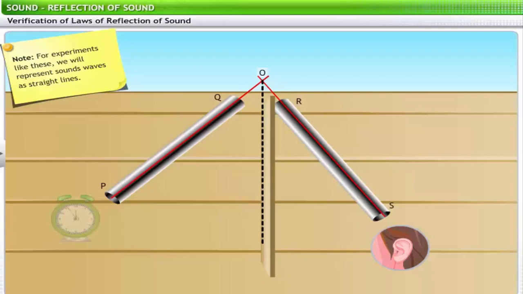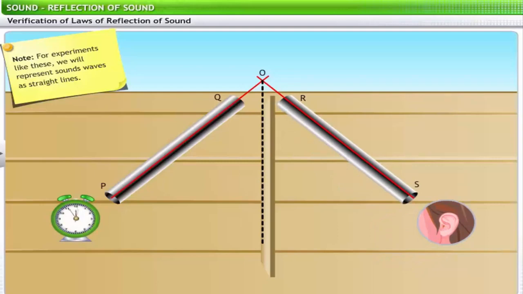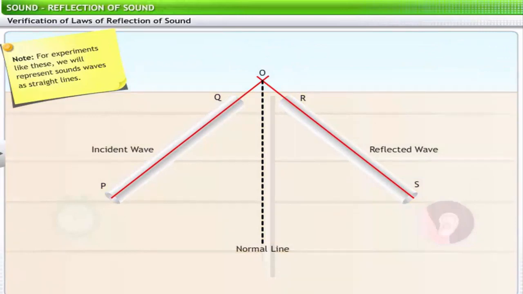A feeble ticking sound can be heard through the pipe RS in random positions. Fix the position of the pipe RS at the angle where the loudness of the sound heard is maximum. Let's now measure the angle between the axis of the pipe PQ and the normal to the wall at the point O. This is the angle of incidence, I, for the incident sound wave.